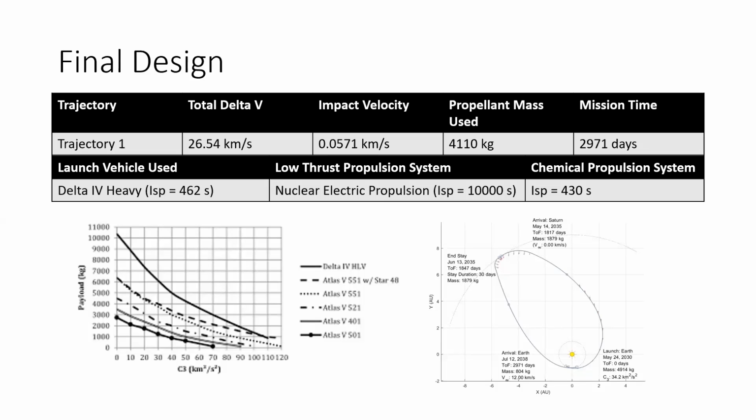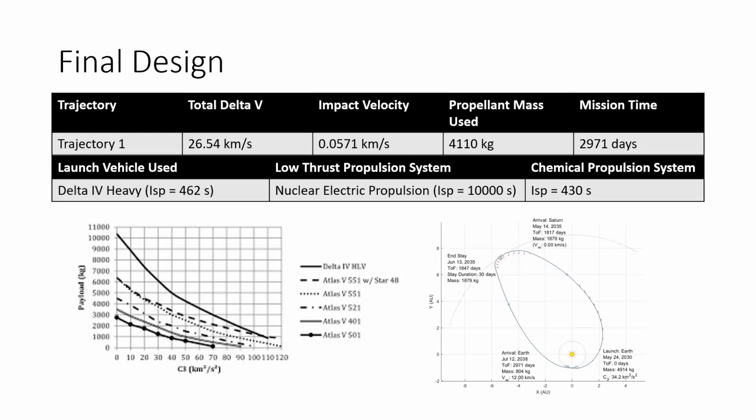In this slide, we see the final design. As you can see, the optimal trajectory that we chose was trajectory 1, having a total delta V of 26.54 kilometers per second, an impact velocity of 0.0571 kilometers per second, a propellant mass used of 4,110 kilograms, a mission time of 2,171 days, and the launch vehicle used for this trajectory was Delta 4 Heavy with an ISP of 462 seconds. Also, the low thrust propulsion system used was a nuclear electric propulsion with a specific impulse of 10,000 seconds. And the chemical propulsion system used had an ISP of 430 seconds.